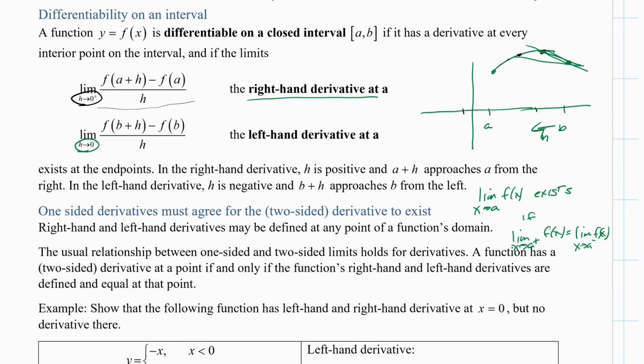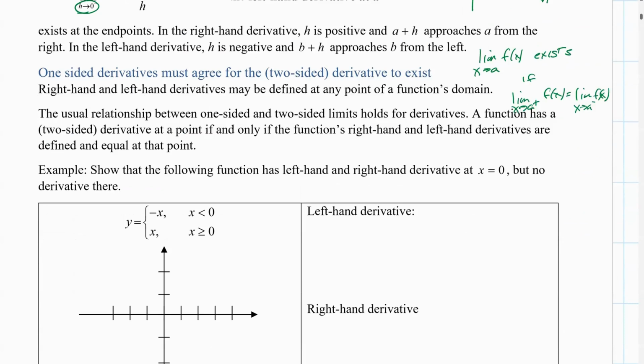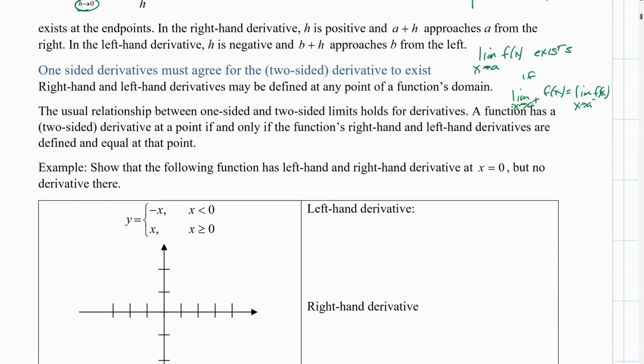So let's see this play out. For example, we want to know what goes on at the very interesting point where this piecewise function, y is equal to negative x until I get to 0, and y is equal to x after 0. I'm interested in what's going on right there.